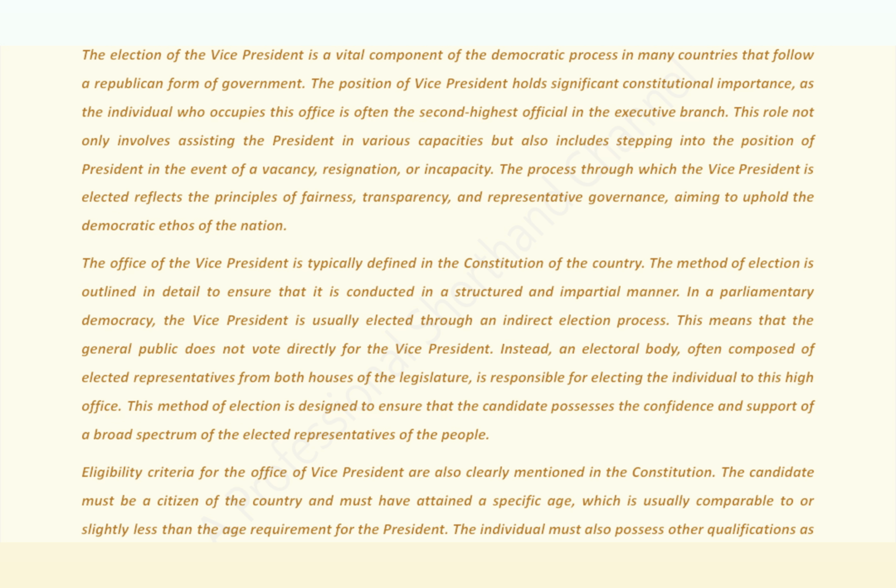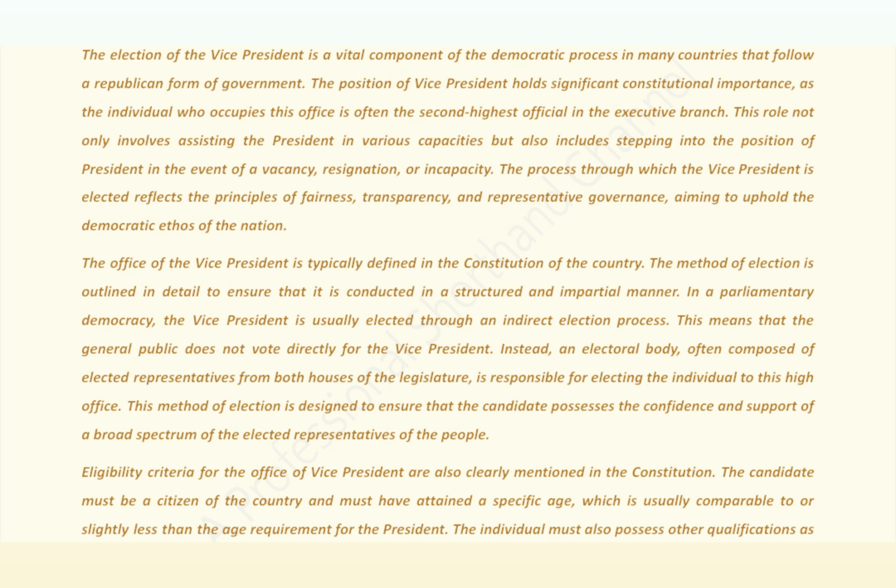This role not only involves assisting the President in various capacities, but also includes stepping into the position of President in the event of a vacancy, resignation, or incapacity. The process through which the Vice President is elected reflects the principles of fairness, transparency, and representative governance, aiming to uphold the democratic ethos of the nation.